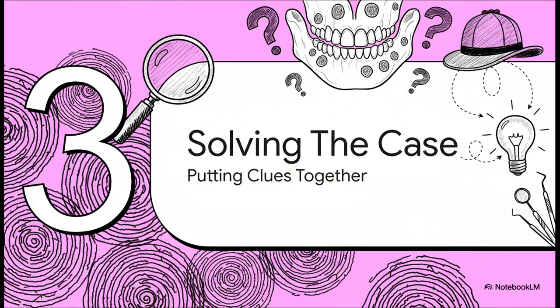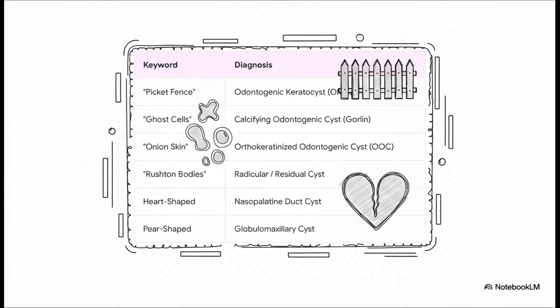So we've profiled the suspects. We've seen their signatures. Now it's time for the final act. How do clinicians actually take all these clues and put them together to crack the case? This slide, this is basically the detective's cheat sheet. Every keyword here is a powerful clue. You see a picket fence under the microscope? You've got to think OKC.